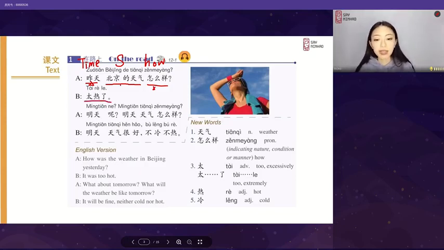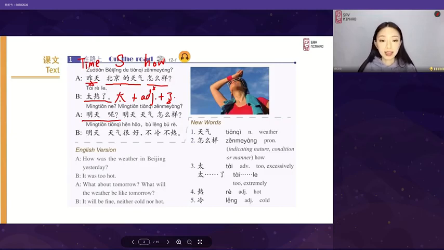And B answered, 太热了. Okay, this is the structure we've learned here. 太 plus an adjective and then plus a 了 at the end of a sentence. 太热了, too hot. And A is asking again, 明天呢? 明天天气怎么样? 呢 is used to ask about things mentioned before. 明天呢? How's tomorrow? How's the weather tomorrow?